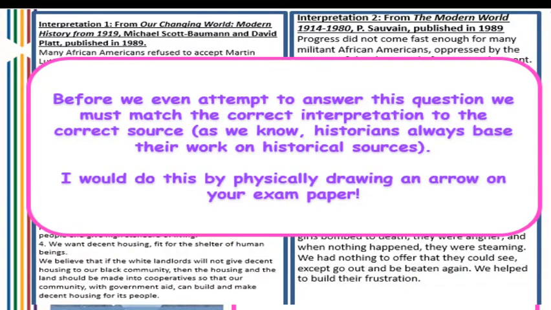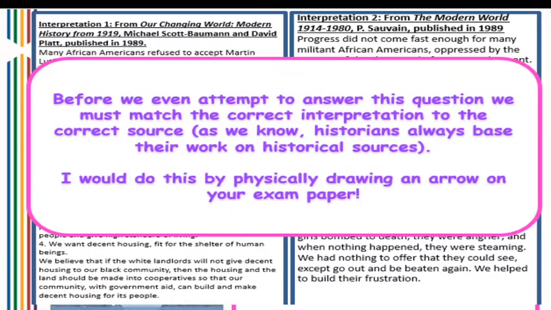Okay. So now that we've read the interpretations and the sources, this is what I would physically do in your exam as well. Before we even attempt to answer this question, we must match the correct interpretation to the correct source. As we said before, interpretations are always based on historical sources. So you'll always get one of your sources will match to the interpretation. The interpretation will be based around that source or will have the same view as that source. The other interpretation will have the same view as, be based on, have given weight to the other source.